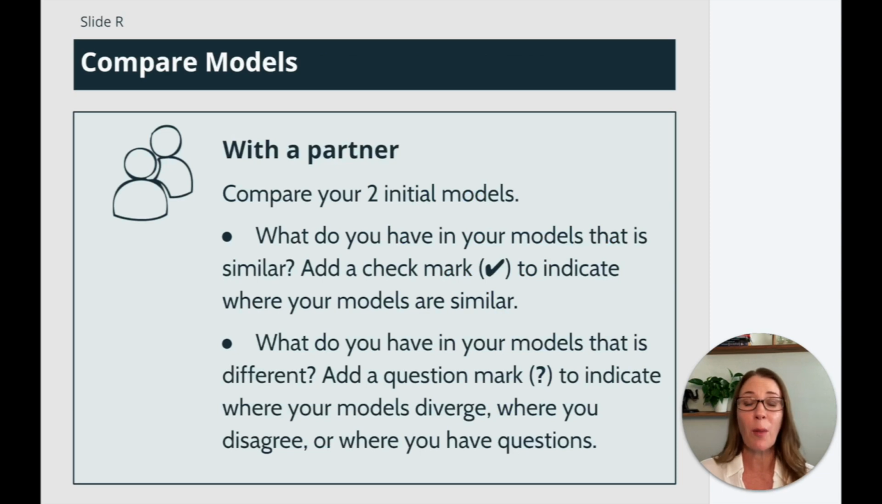So once you're done with your model, in class, you may have missed that there was a comparison with a partner. And so I'm going to go ahead and share a student model with you on the next slide, but I want you to compare your two initial models, the before and during and the after, to the one that I'm going to share with you. Now, on your model, go ahead and put a check mark to indicate where your models are similar. You both are in agreement. And then put a question mark to indicate where your models diverge, or where you might disagree, or where you might have questions. So you're going to mark up your model with a check mark for areas you agree with or are the same between two models, and a question mark where you're different or you're just not quite sure.